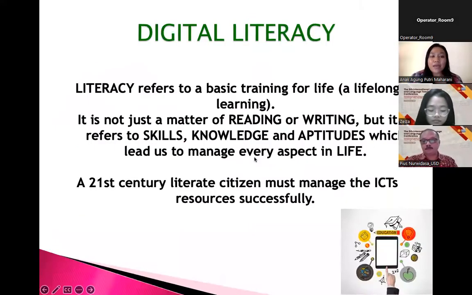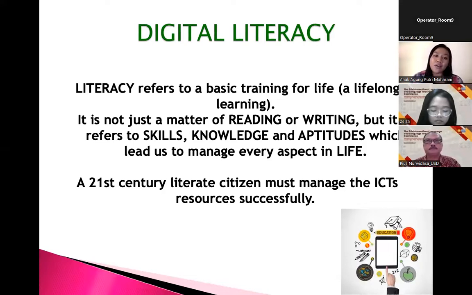Next, what is actually digital literacy here? When we want to see the root of digital literacy, we can see that digital literacy is part of literacy as the general thing. We have a broadened sense of this term, in which literacy itself refers to the basic training for life, and it belongs to lifelong learning. When we look at the skills involved in literacy, it is not a matter of reading and writing only, but it refers to the skills, knowledge, and aptitudes which lead us to manage every aspect of life.